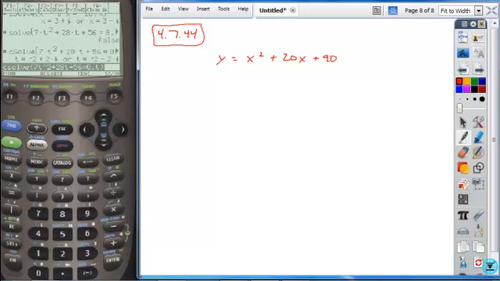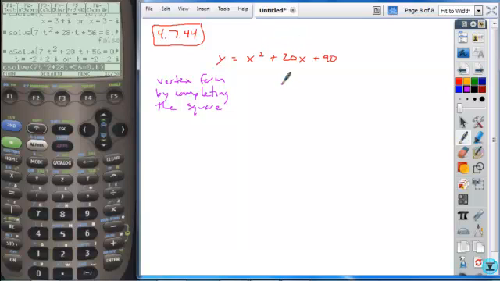All right, for problem 44, it asks you to rewrite this in vertex form. And so remember, you have two ways to write it in vertex form. Okay, so one method is to complete the square.